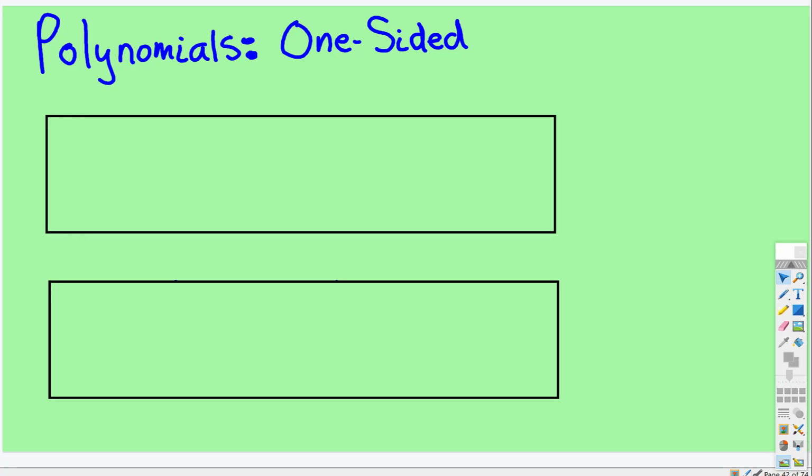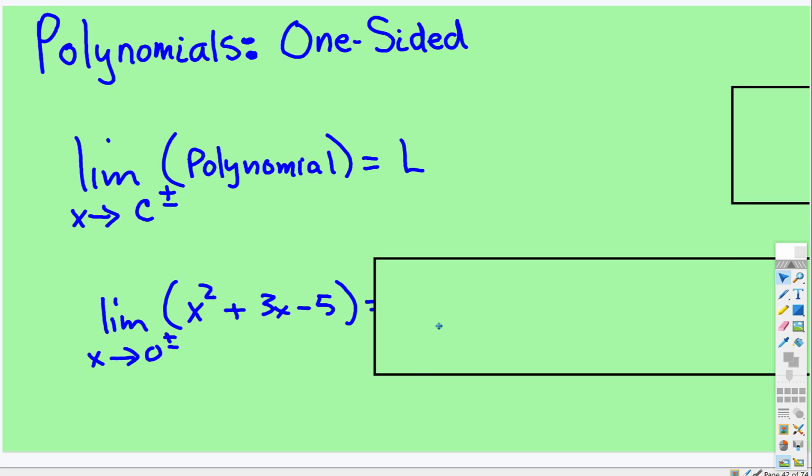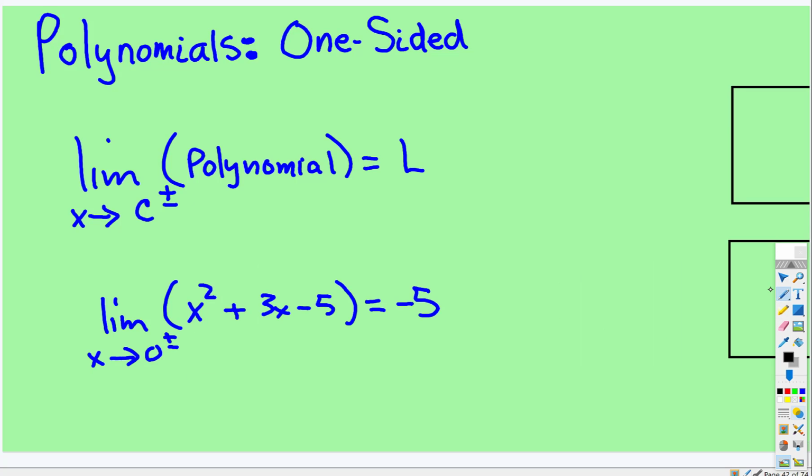All right, so that's it. Well, let me go one more slide. For polynomials, one-sided, every single time, it doesn't matter what the polynomial is, it doesn't matter left or right, you are going to have a height. The right side and the left side agree, so most of the time you're not really going to have this limit.